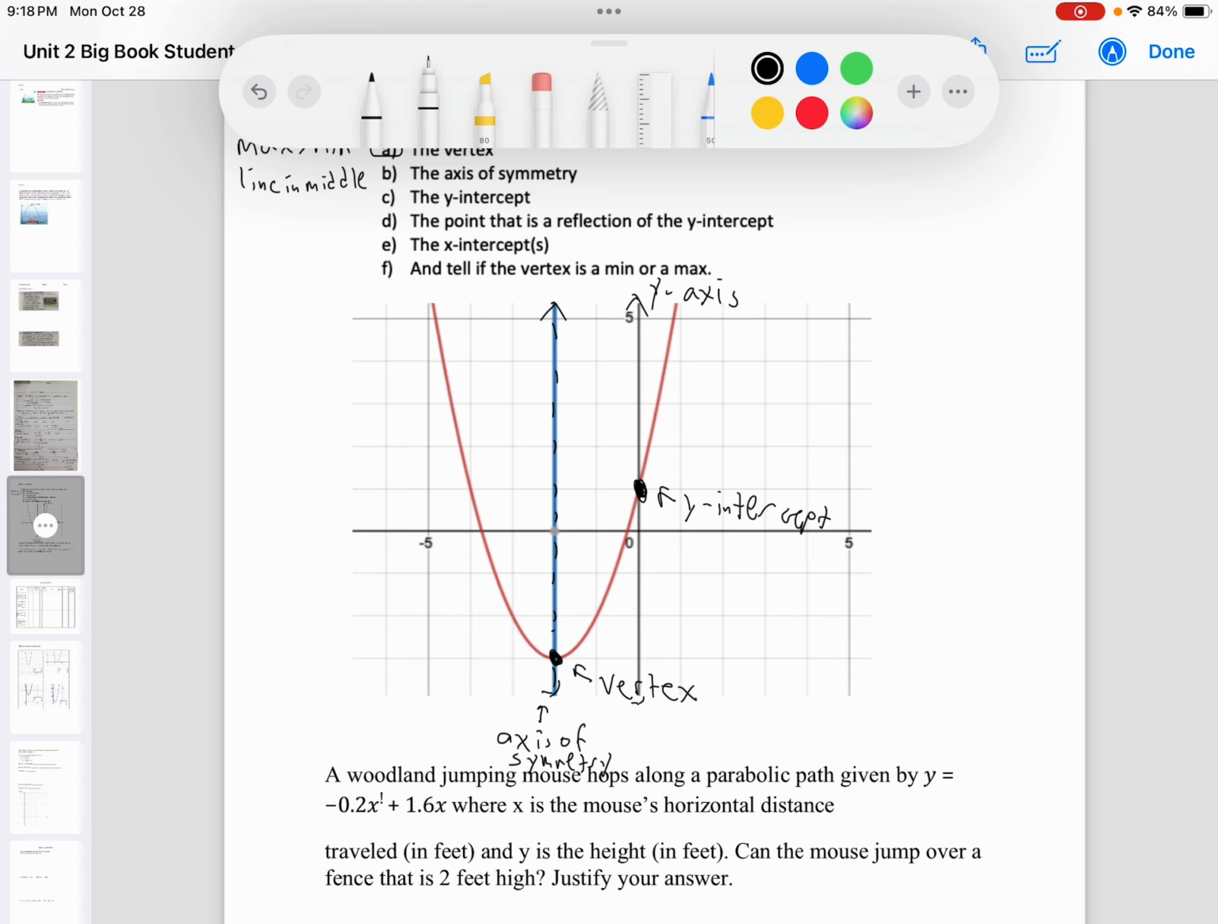And the reflection point of the y-intercept is the point that has the same height, but it's on the other side of the axis of symmetry. So this is the y-intercept. Then on the other side of this axis of symmetry, this point right here would be the reflection point.